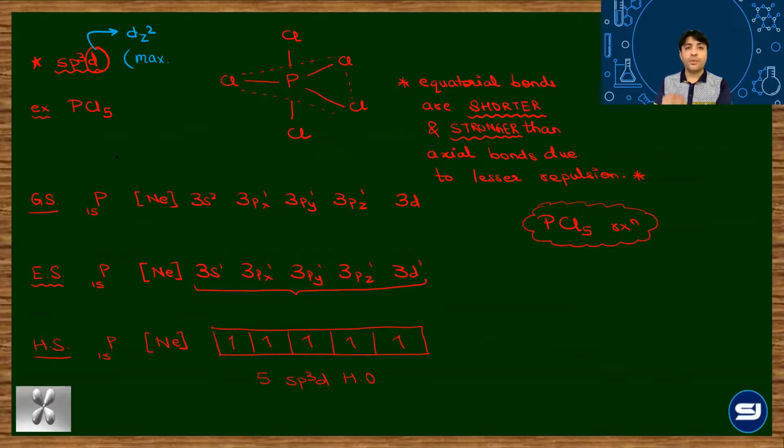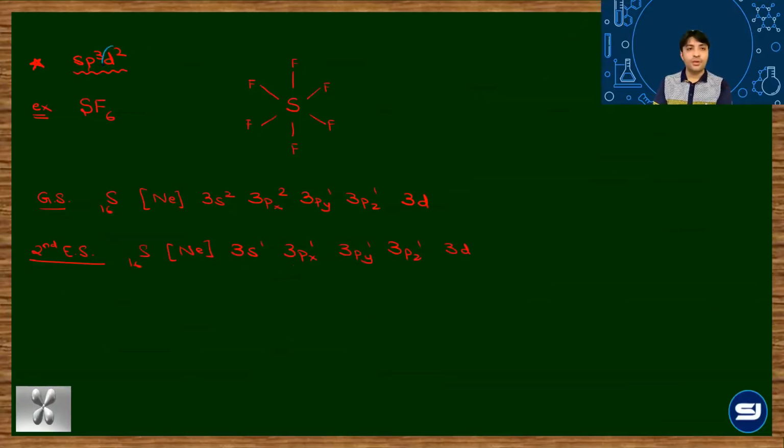So sabse zyada electron density, if I ask, is present in which d orbital? The answer is dz square. So in sp3d, the d orbital involved in hybridization is dz square because it has maximum electron density. So in d2, the d orbitals involved would be dz square and dx square minus y square. Clear hai?